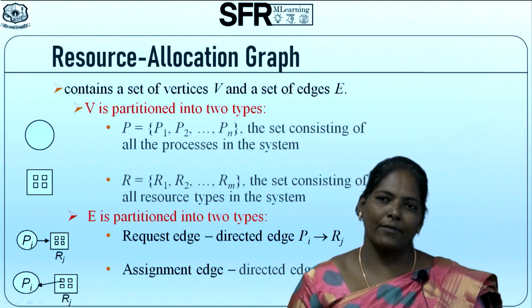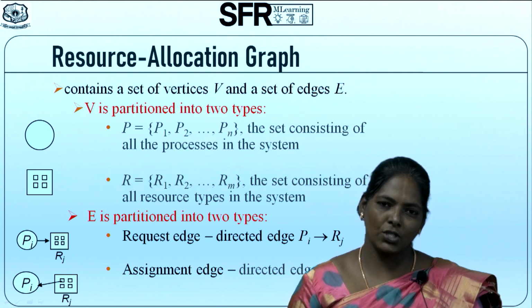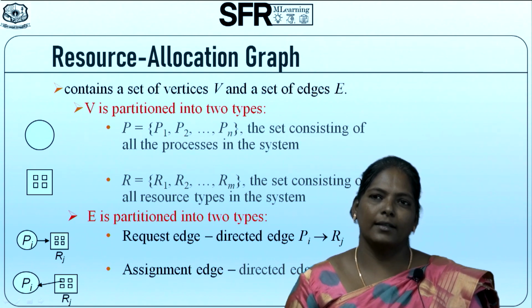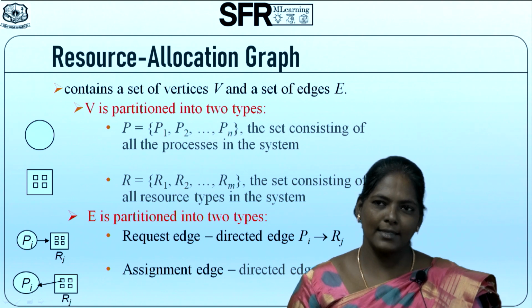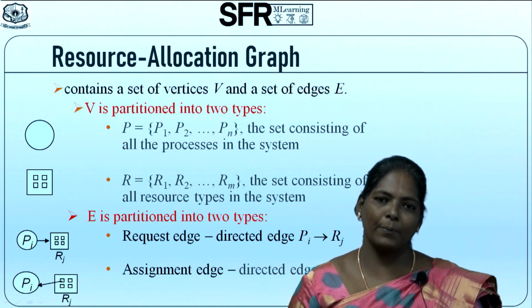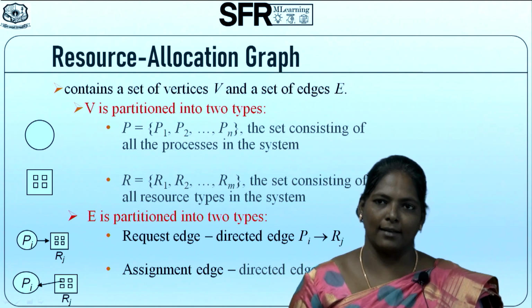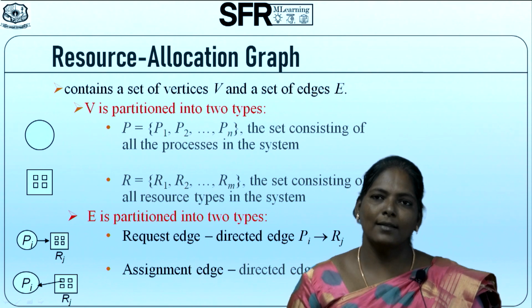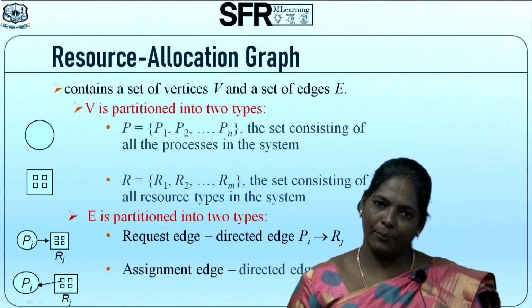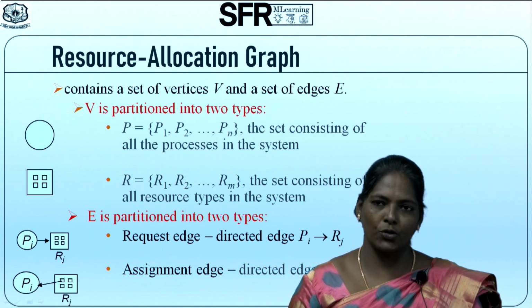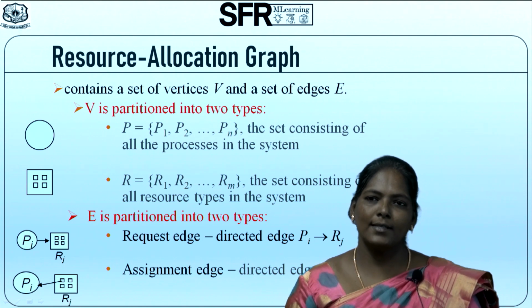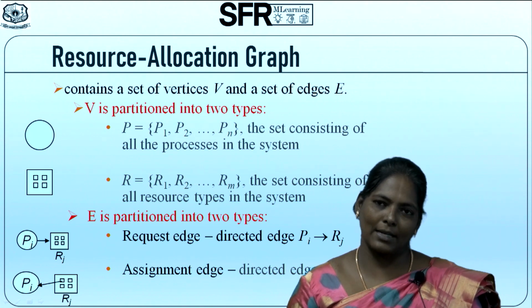So here we have a graph methodology which is used to detect whether deadlock occurs or not. This graph contains a set of vertices and a set of edges. The set of vertices may be a process set, where processes are symbolized like a circle, and the resource set may be symbolized in a square manner. If the resource contains more instances, that may also be defined in the symbol. The edges may be of 2 types, one is the request edge and another one is the assignment edge.